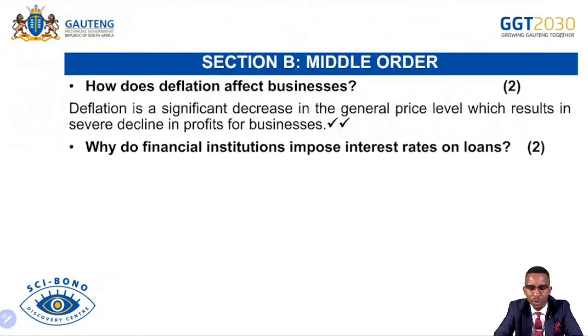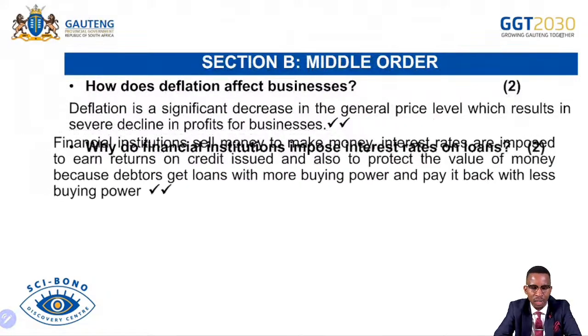Why do financial institutions impose interest rates on loans? So you need to remember the following. Financial institutions or commercial banks function with this main objective: they sell money to make money. So if ever they give out loans, they need to safeguard the buying power of the money, or of the credit, they give to debtors. At the same time, they need to ensure that they make profits. So let's look at the answer in this case that is very relevant to that.